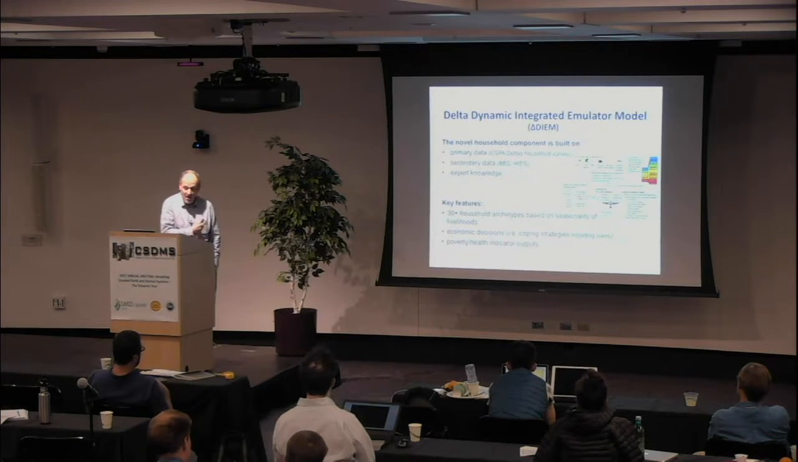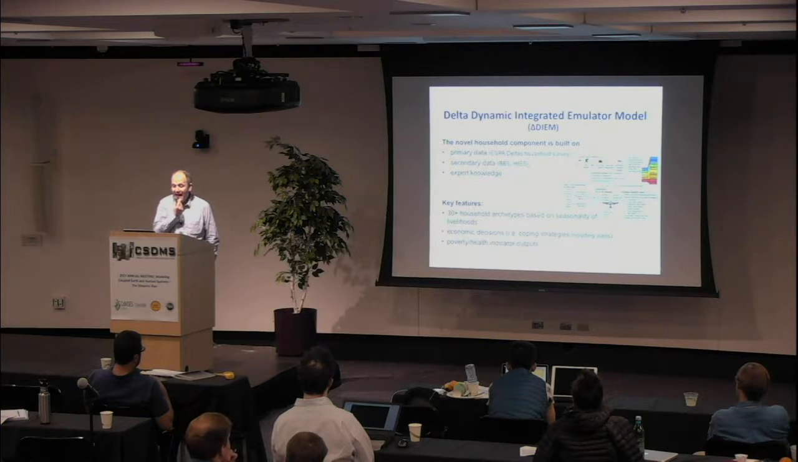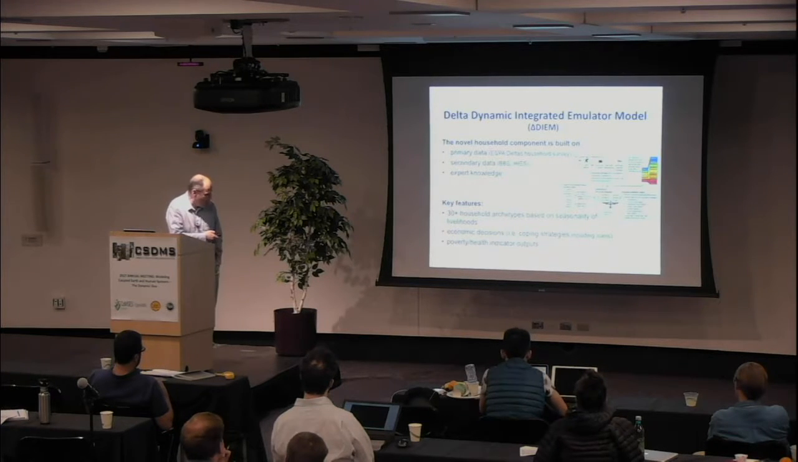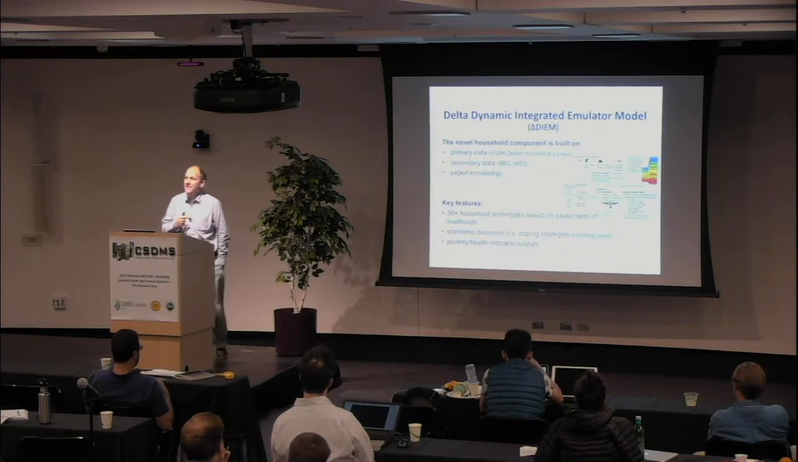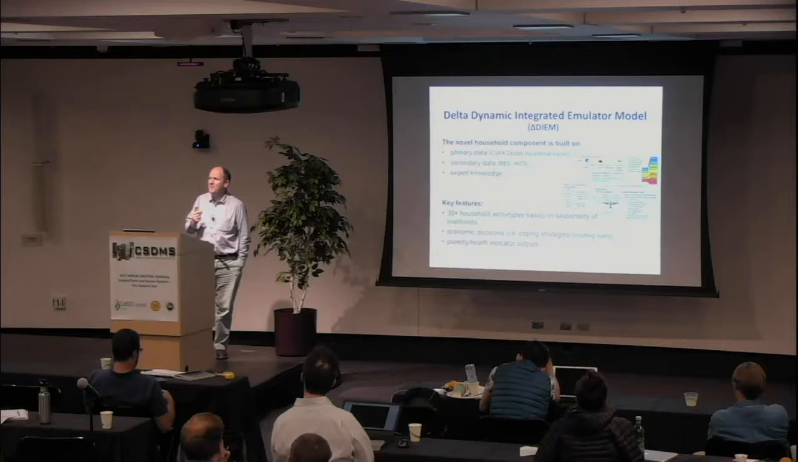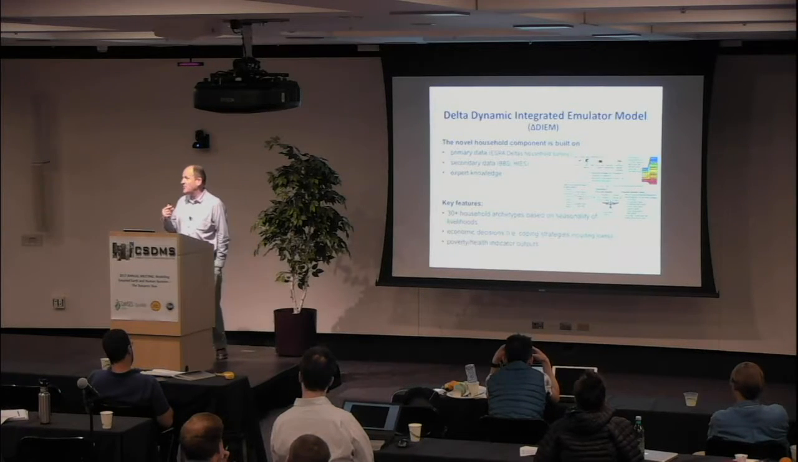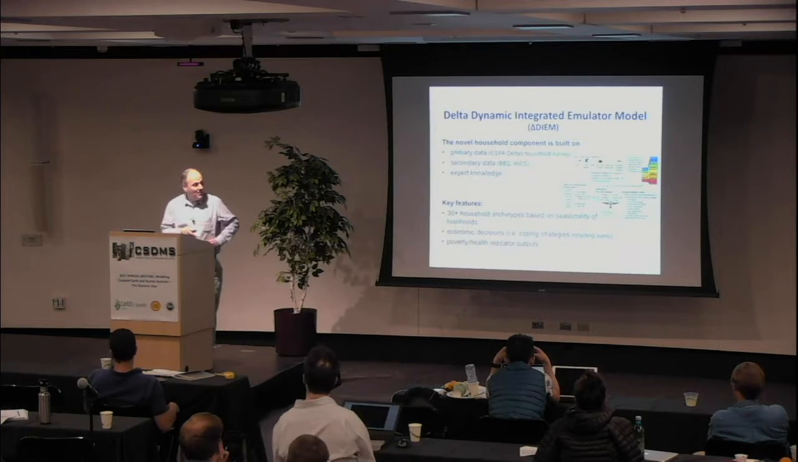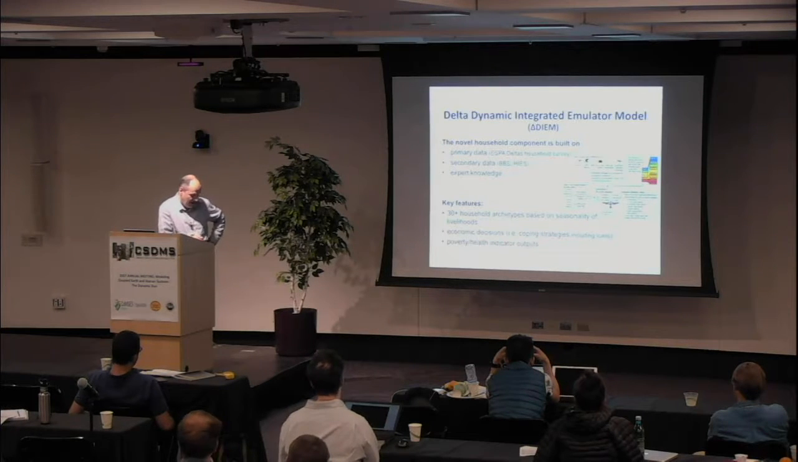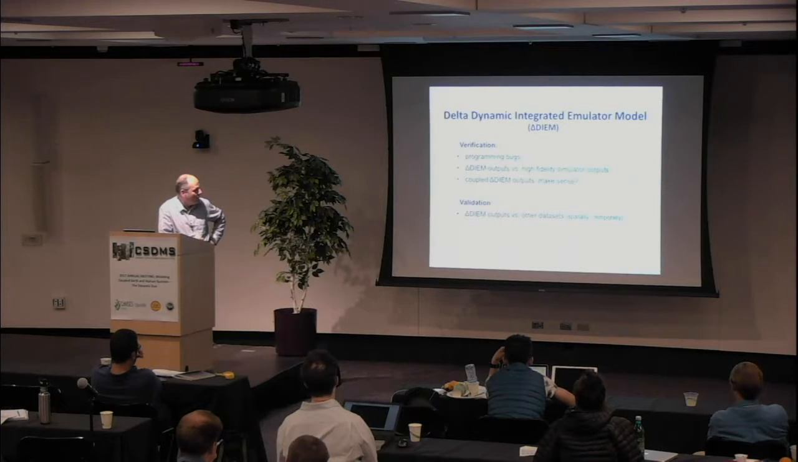The household component was built on the empirics of the household survey, and it's a sort of agent-based model where it considers 30 plus household archetypes. There's only a small number of things people can do in Bangladesh, with about 7 or 8 different livelihoods, but they can change what they do between seasons. So you get a large range possibility space. It looks at economic decisions and the poverty and health indicators and outputs.